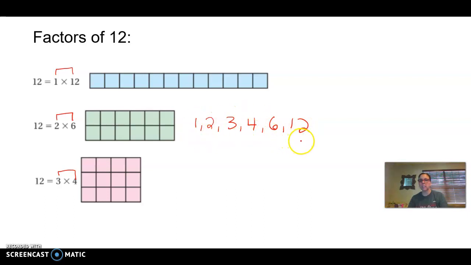You have to actually list them out. So all of these numbers, when multiplied, 1 times 12, 2 times 6, 3 times 4, are factors. And I like to put them in order like that.